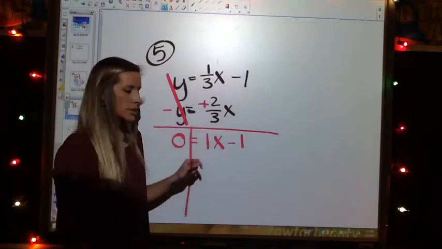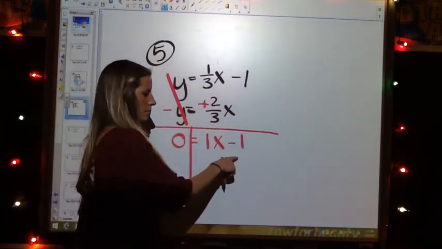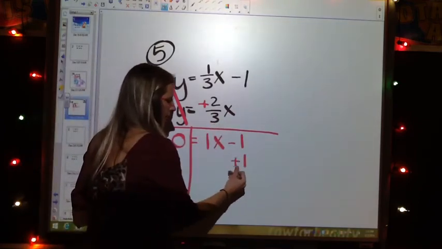Okay. So we're solving for x. Save the x for last. So the opposite of subtracting 1 is adding 1.